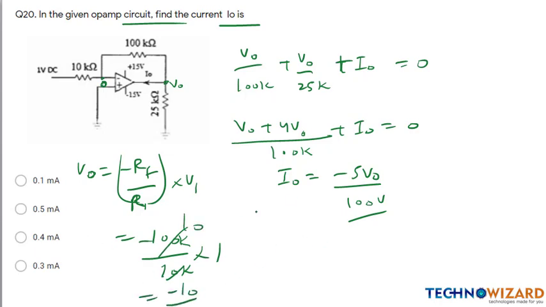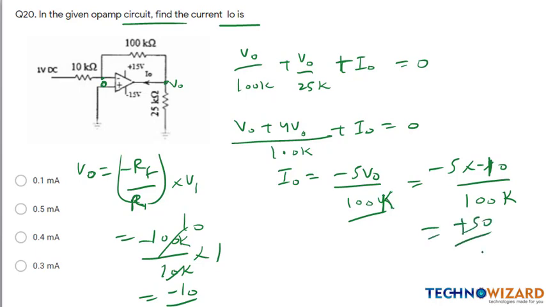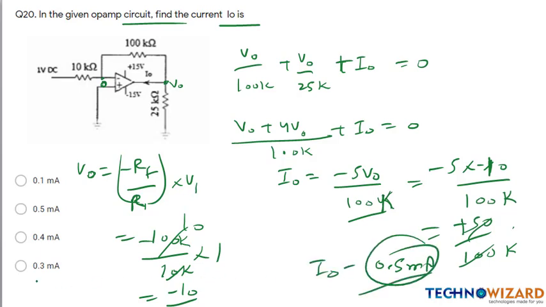I am substituting the value of V0 in the equation of I0. That is minus 5 into minus 10 upon 100K. Minus into minus is plus, so 50 upon 100K. This gives 0.5 milliampere as the correct answer. That is I0. I0 is equal to 0.5 milliampere. Therefore, option B is the correct answer.